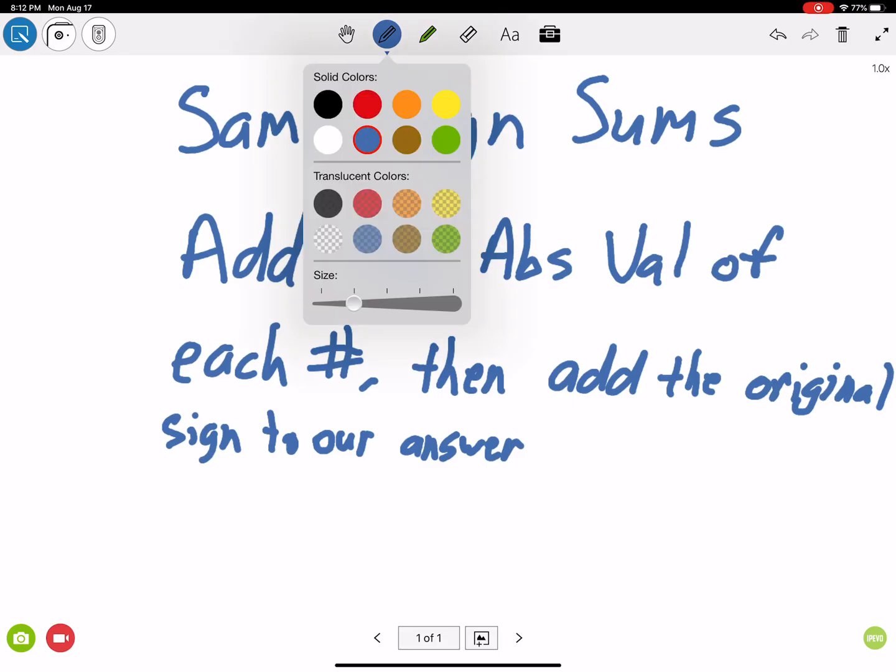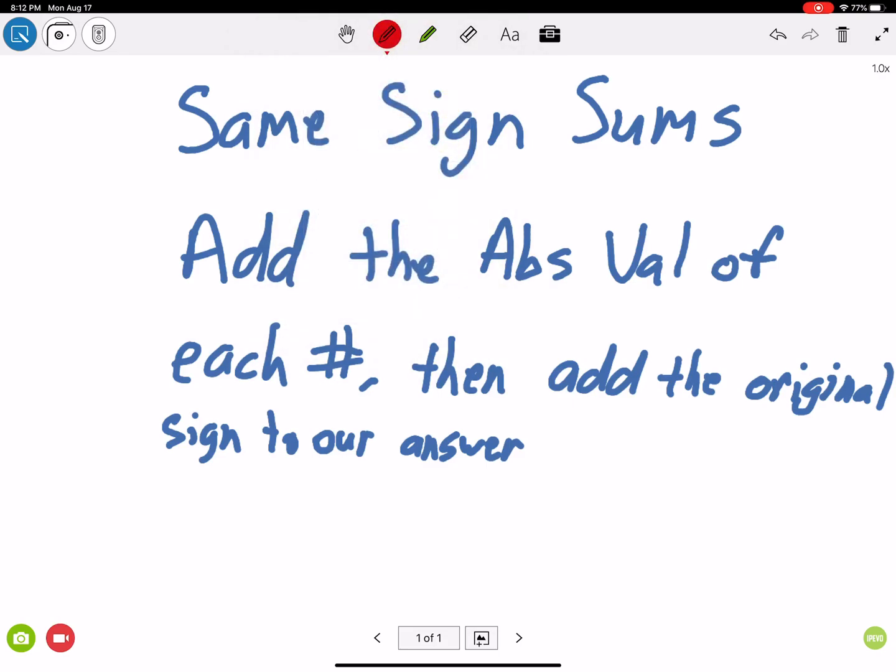So again, for example, if we have 5 plus 2, they're both positive, they have the same sign. 5 plus 2 is 7. Since they're both positive, this stays positive 7. If I do -3 plus -4, they're both negative, they have the same sign. So when I add them, 3 plus 4 is 7, but since they're both negative, my answer is -7. Okay.